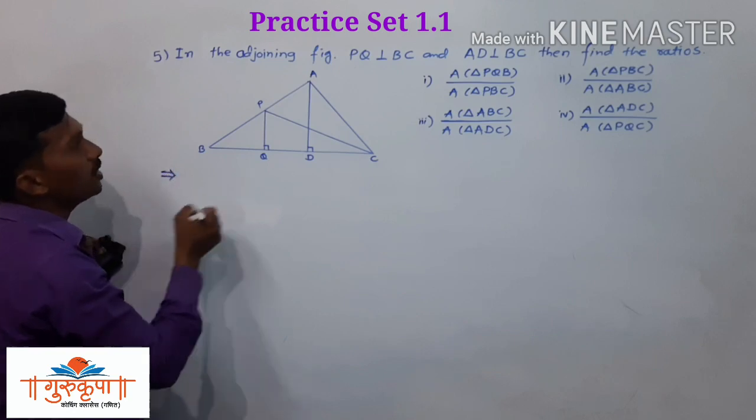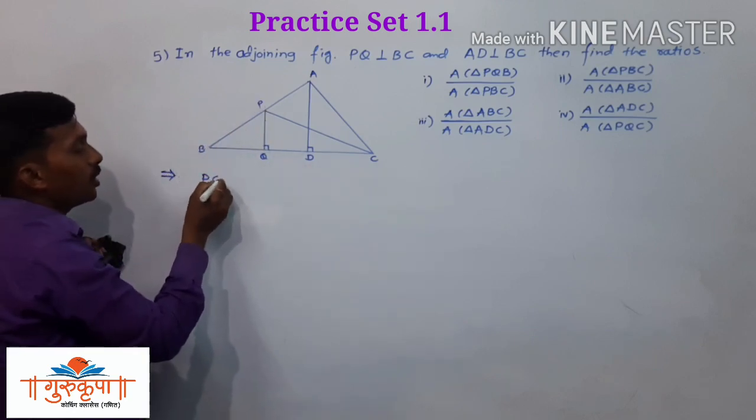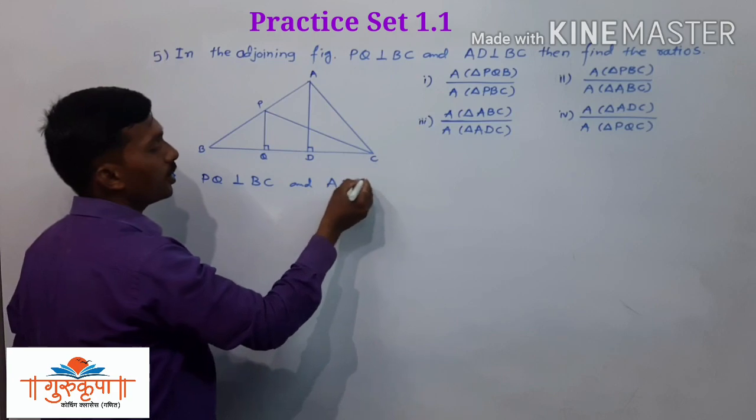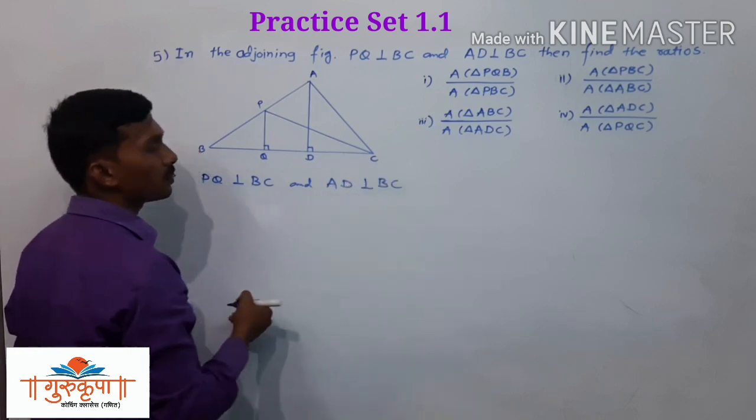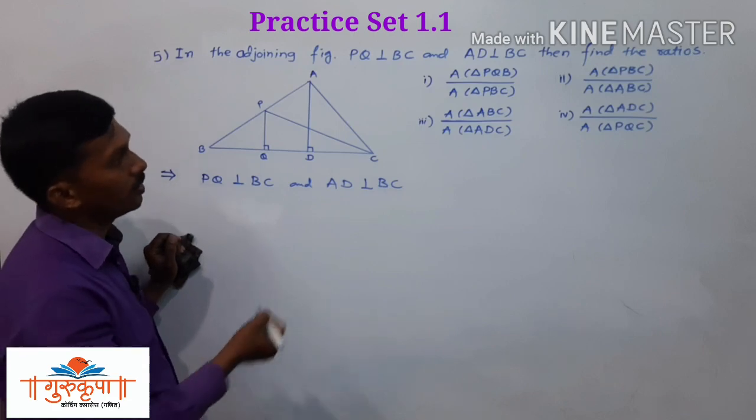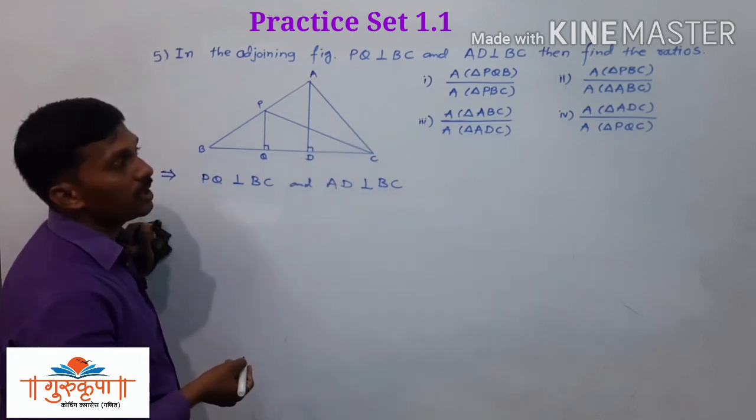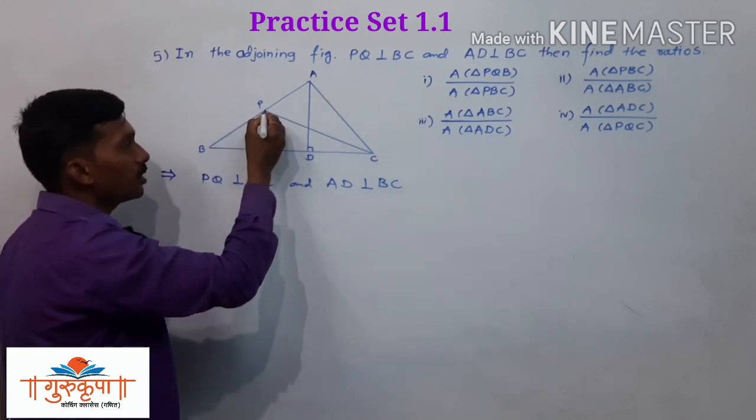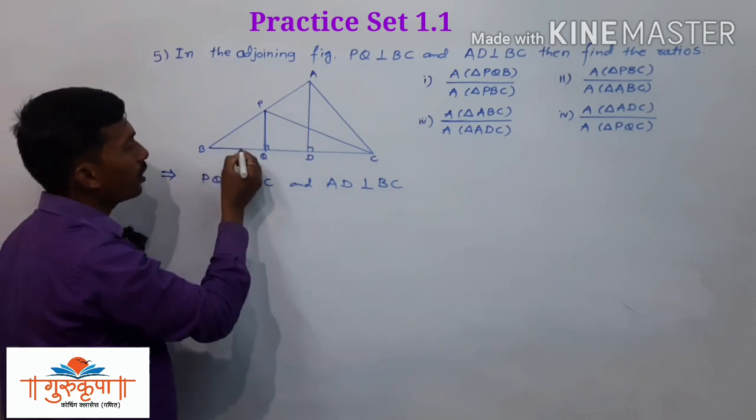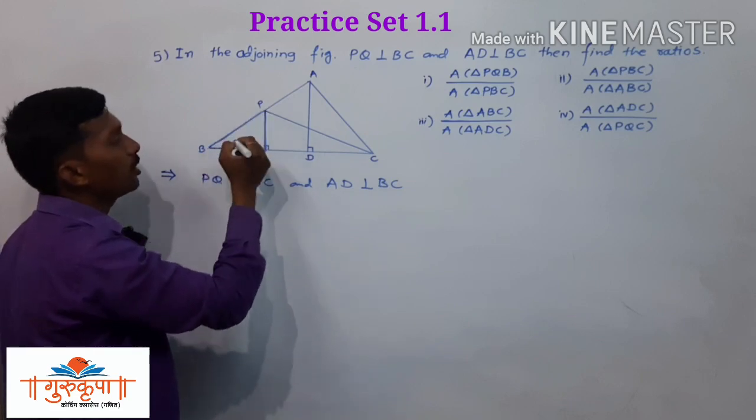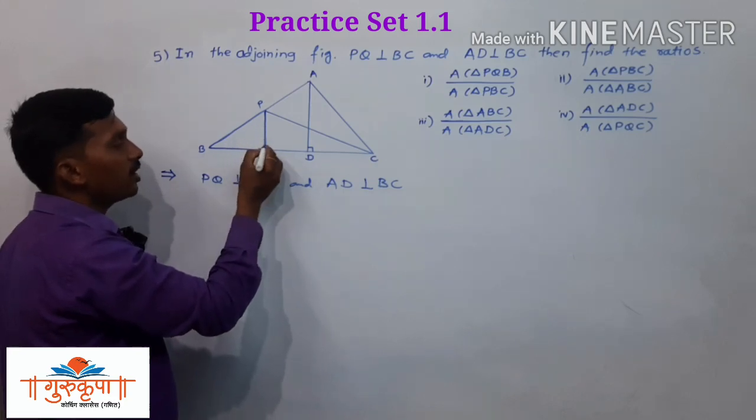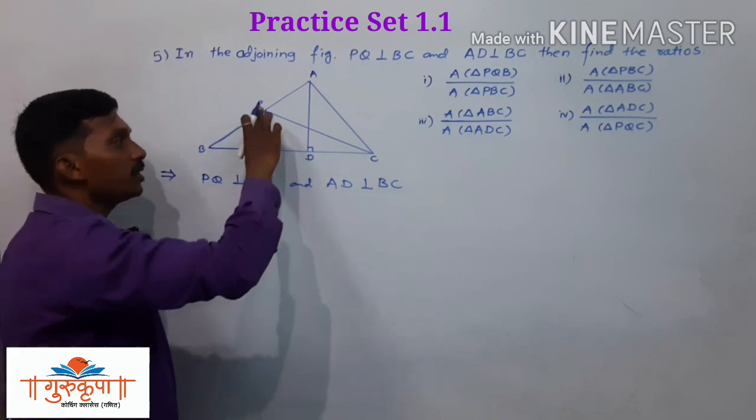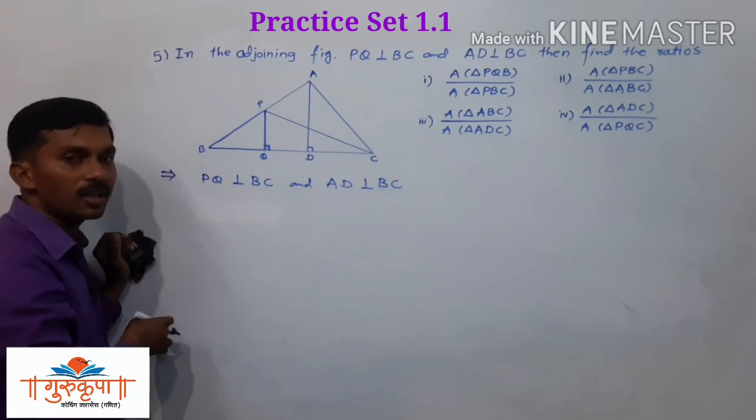See, the given information is PQ is perpendicular to BC, and it is also given that ED is perpendicular to BC. That is the given information. Now we have to find the ratio of the areas of two triangles, triangle PQB and triangle PBC. For triangle PQB, this is a right angle triangle. Here BQ is base and PQ is height, or you can say PQ is base and BQ is height, since it is a right angle triangle.